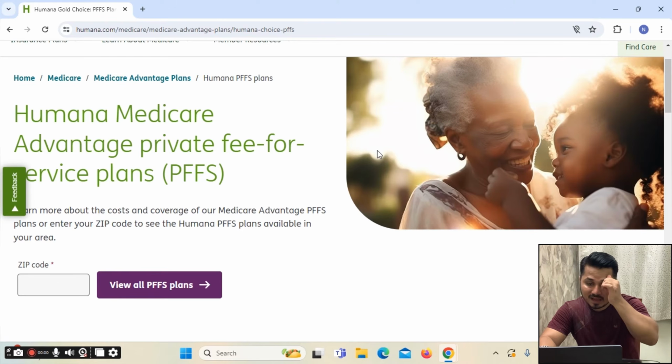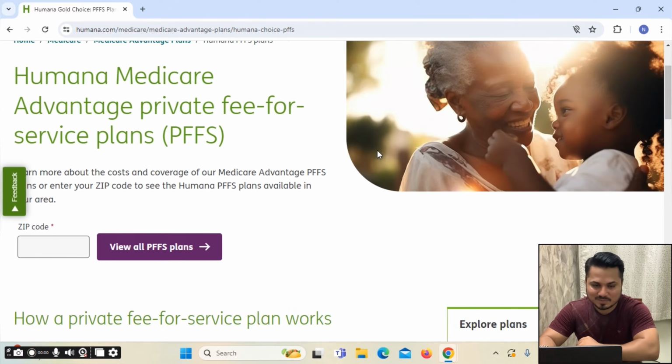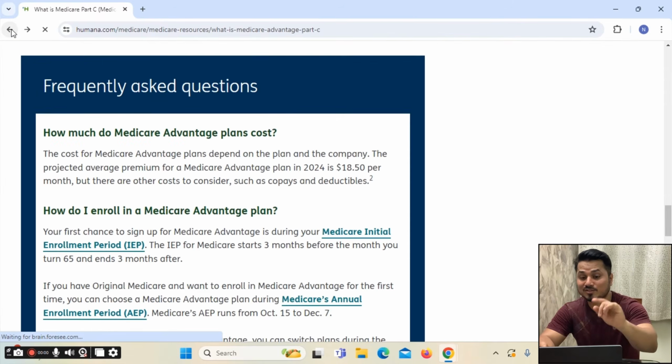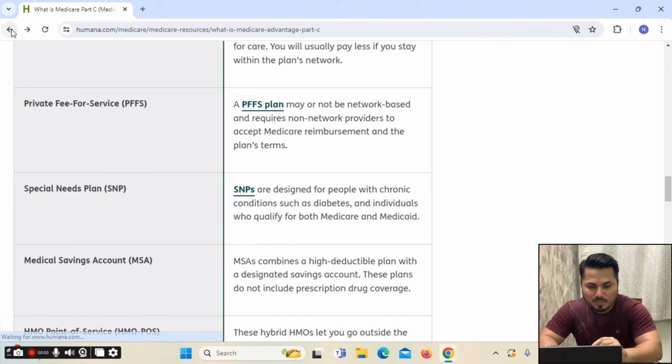And now you know the Humana Medicare Advantage private fee for service plan, which is called PFFS plans, guys. All right. So let's go back to our main page. All right. I'm so sorry. That is not the main page. Okay. Perfect. So now we will jump to special needs plans, which is also called SNP.